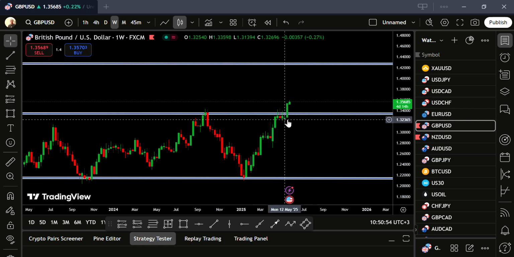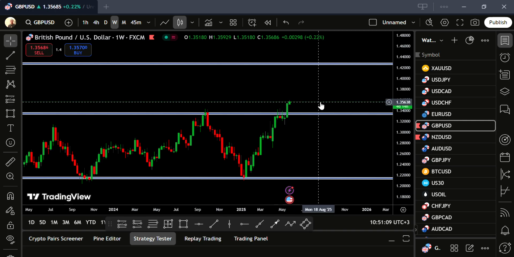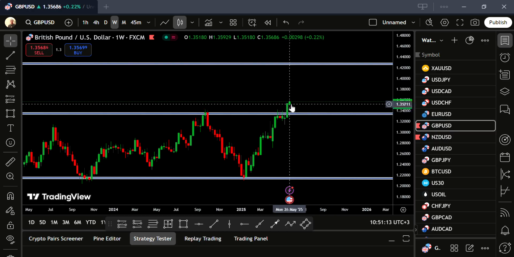A Marabozu is a candle that shows you that there is a lot of momentum. Let's say if it is a bullish Marabozu, there's a lot of bullish momentum. Whenever you see a candle without wicks, just know that trend is strong and it is really happening. So this one has no wicks.